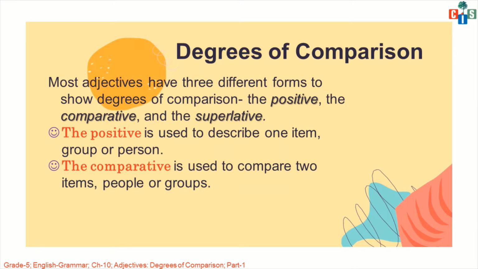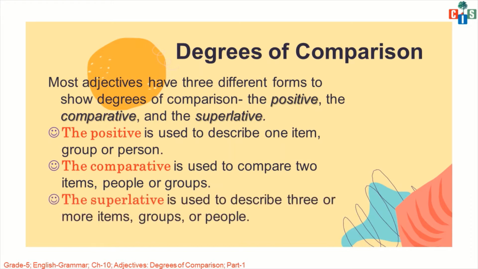Okay, and next is the comparative degree. When to use the comparative degree? The comparative degree is used to compare two items, people, or groups. Suppose two students are there, and if anyone is comparing between those two students, then they have to use the comparative degree of comparison. Okay, then the third one and the last one, the superlative. The superlative is used to describe three or more items, groups, or people.